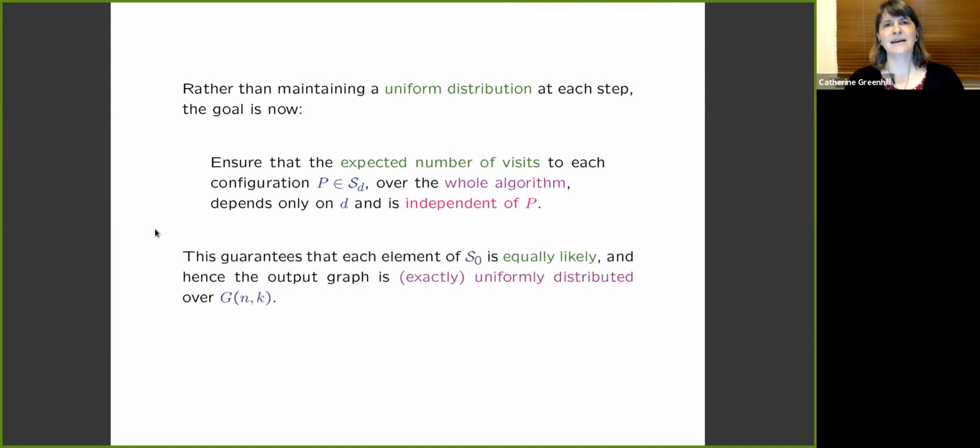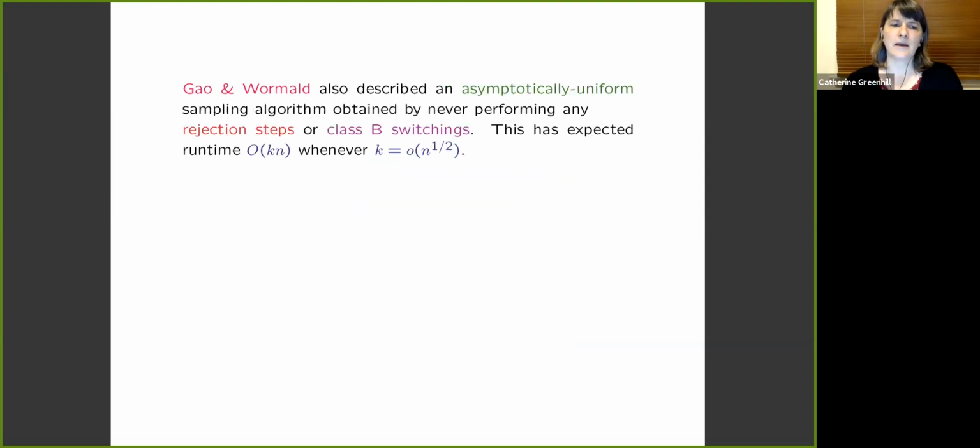And if you can achieve that, then when you get to S0, since you exit straight away as soon as you hit S0, you're going to be uniformly random over S0. So that makes it work. Okay. And as I said earlier, they get an expected runtime of order k cubed n, up to k is little o of root n. They also said, look, if you forget about the class B switchings and you never perform any rejection, then our analysis tells you that you will get an asymptotically uniform output and the runtime is fast. It's order kn. So this is as fast as the configuration model in that case, up to k equals little o of root n. But of course, the output is not exactly uniform. It's asymptotically uniform.